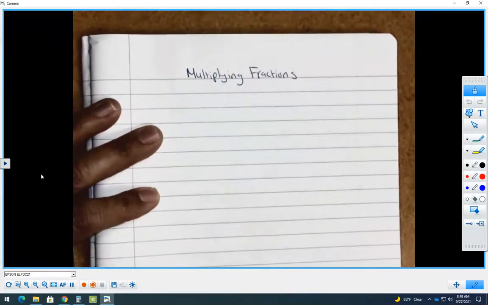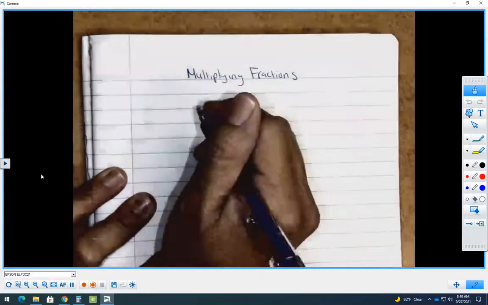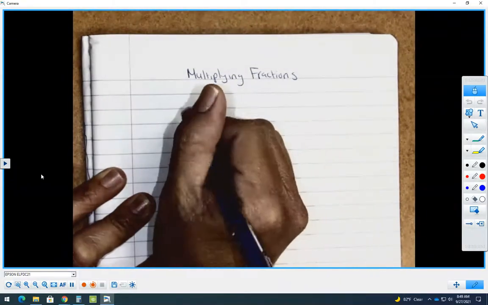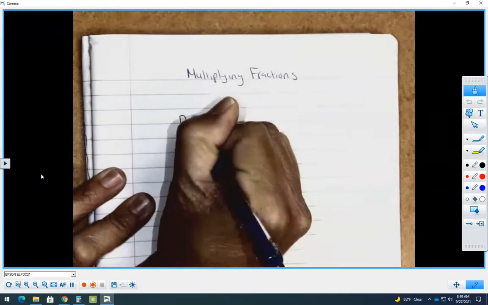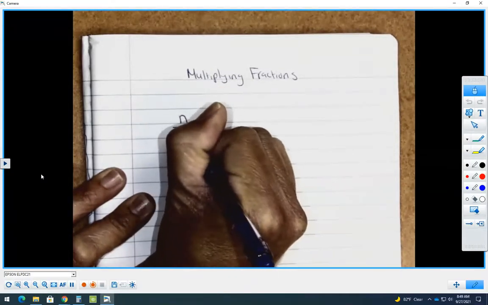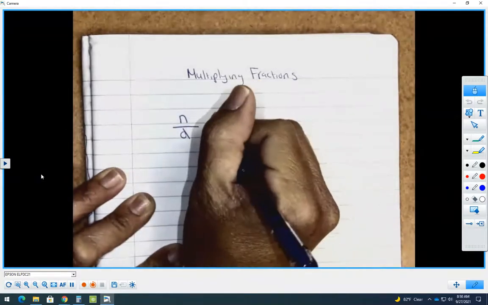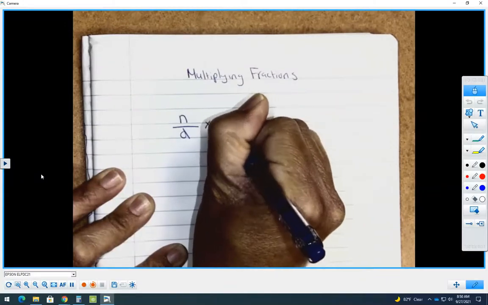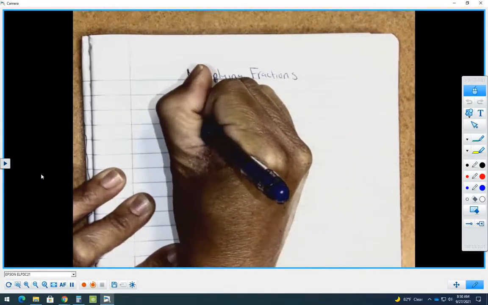So multiplying fractions. The first thing when you're multiplying fractions is that it has to be in fraction form. Anytime that you're multiplying fractions, I have to do it in fraction form. What does that mean? It means that I better have a numerator and I better have a denominator. If I want to multiply a fraction to another fraction, it better be numerator, denominator. It better be fraction form.